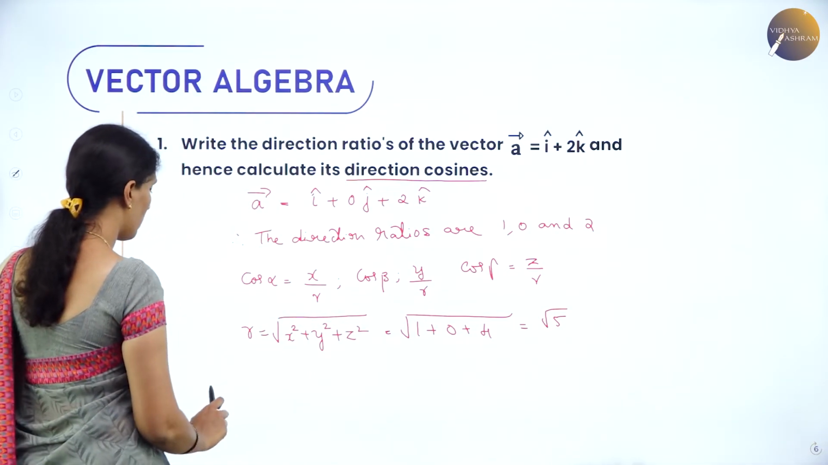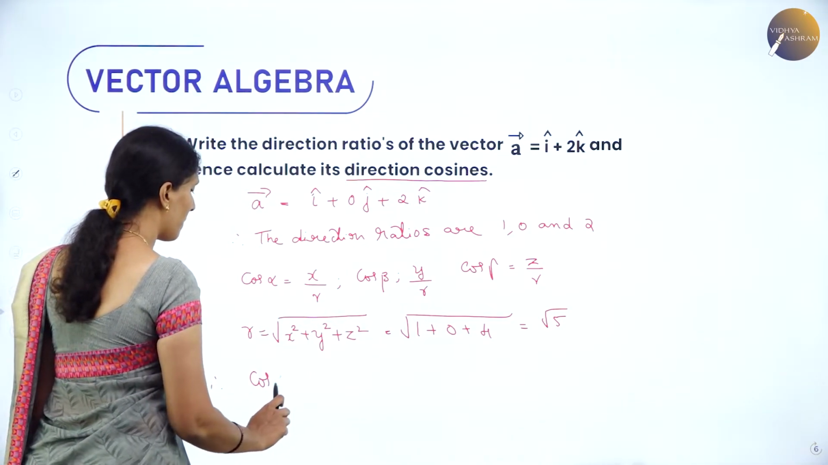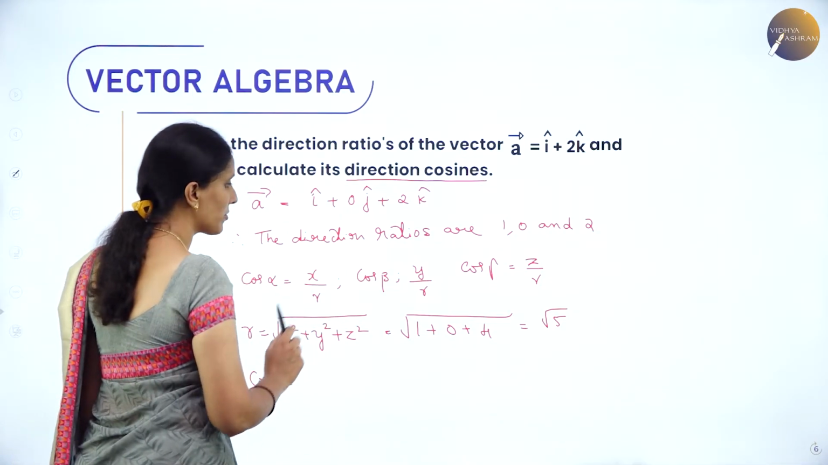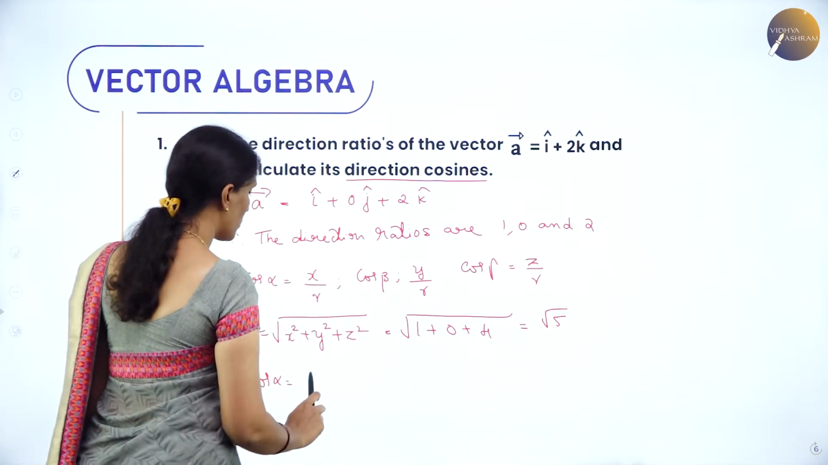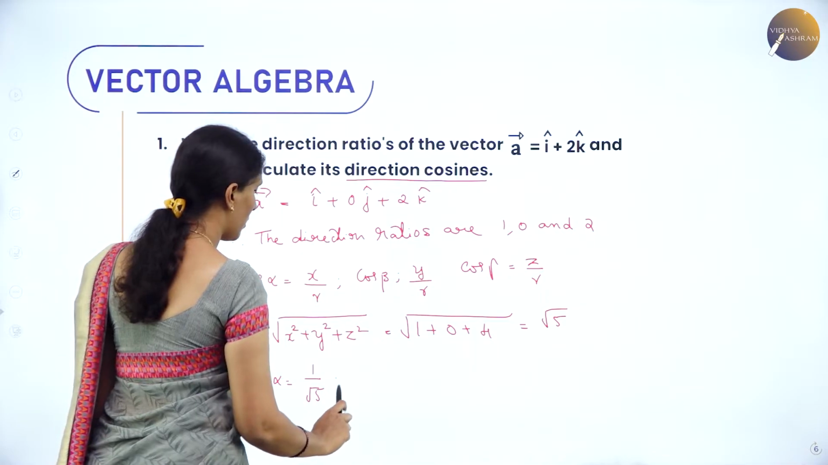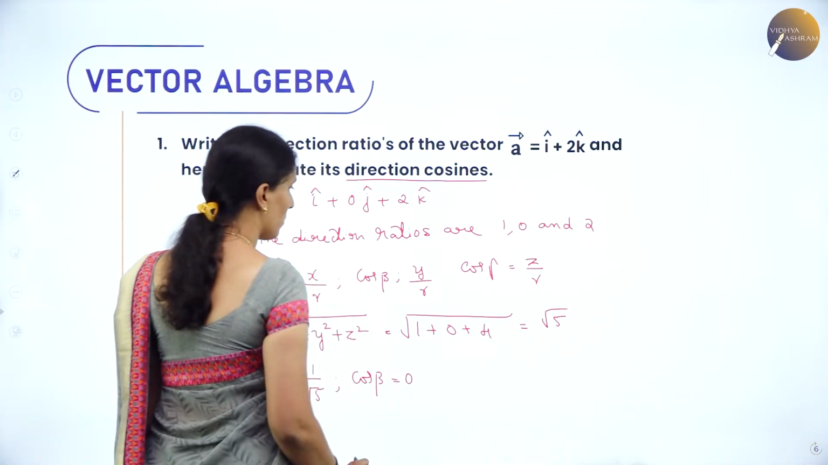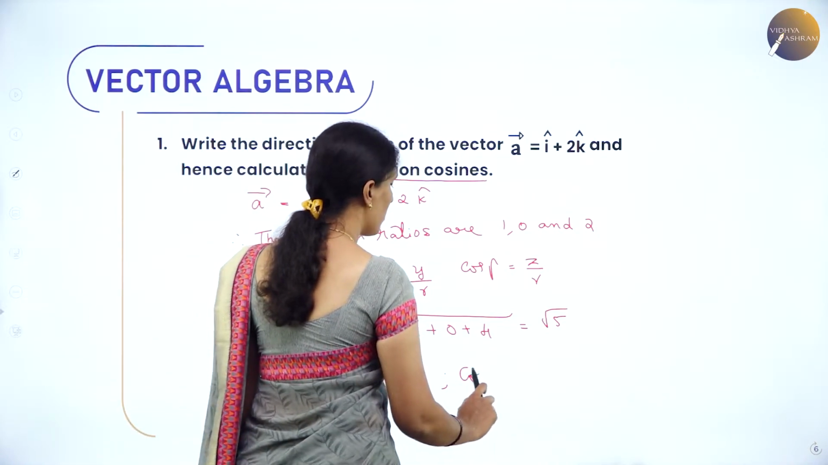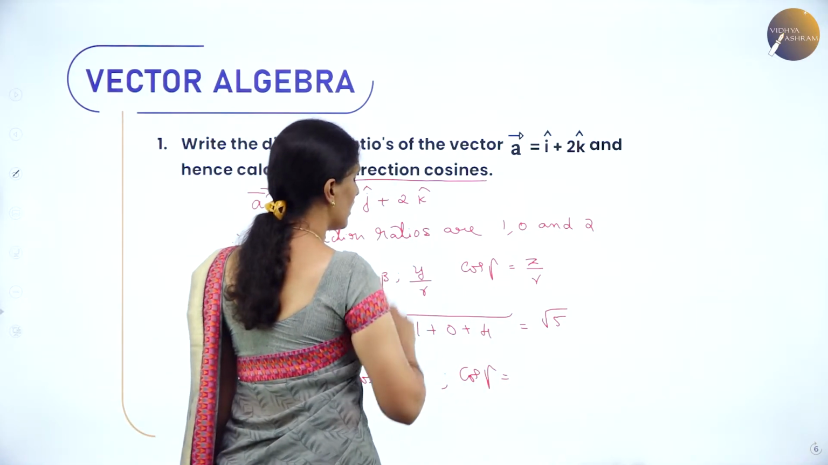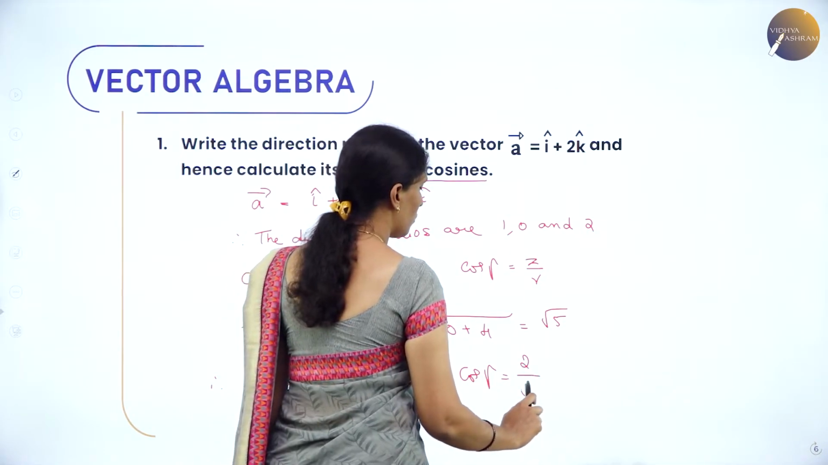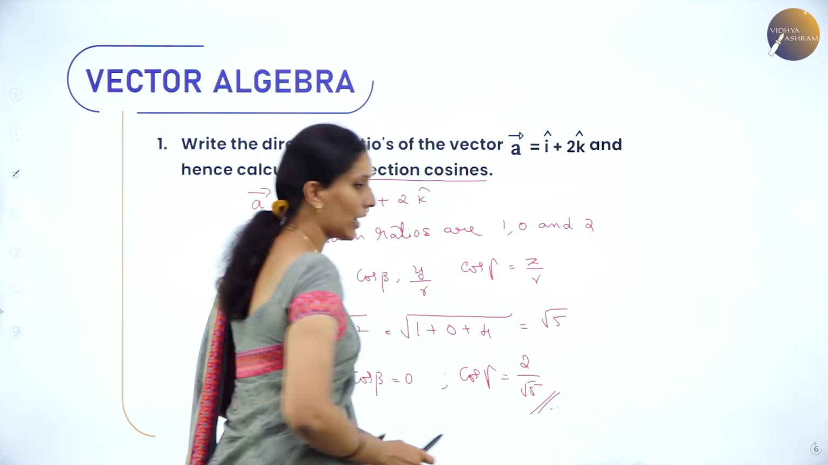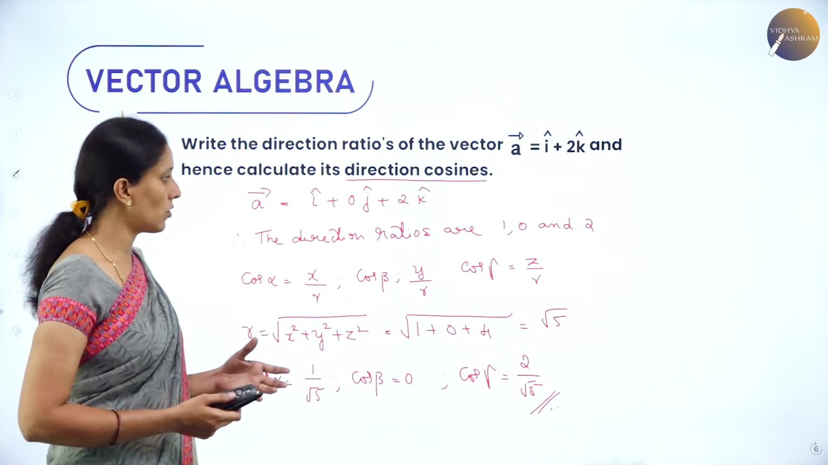Now therefore, what is cos alpha? The x component by r. What is x? 1. So it is 1 by root 5. What is cos beta? 0 by root 5, which is 0. Next, what is cos gamma? What is z? It is 2 by root 5. So this is how we will calculate the direction ratios and direction cosines.